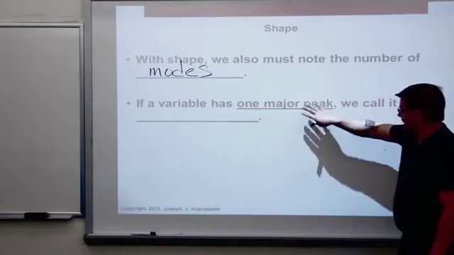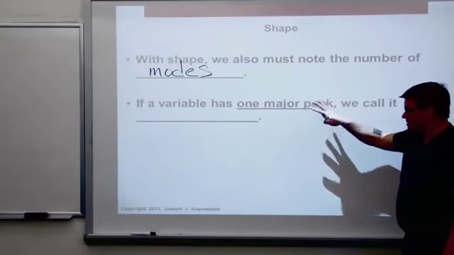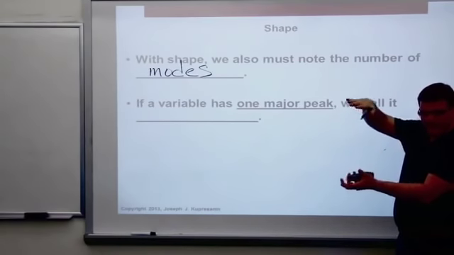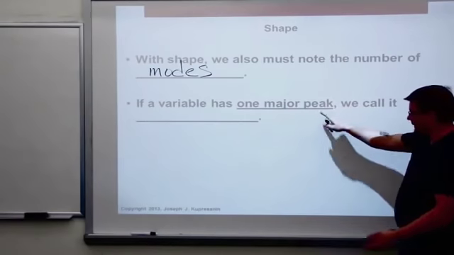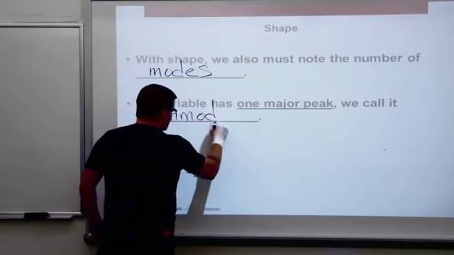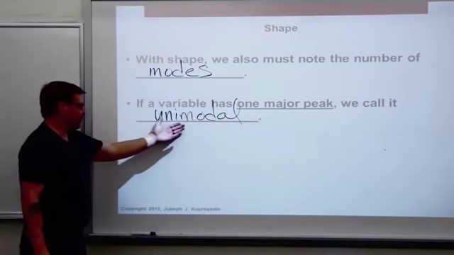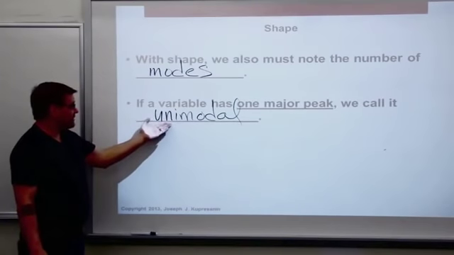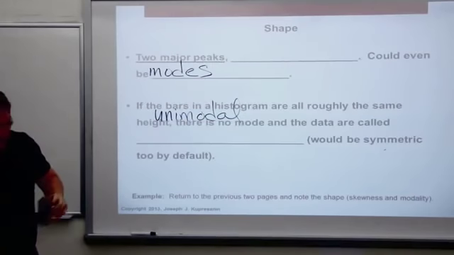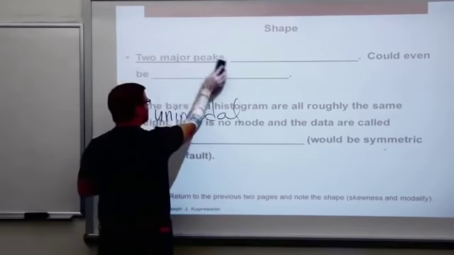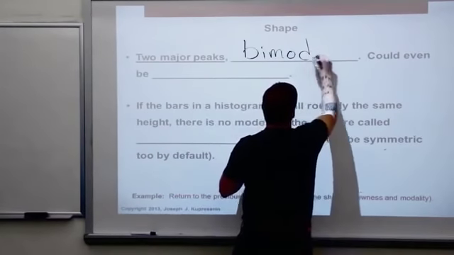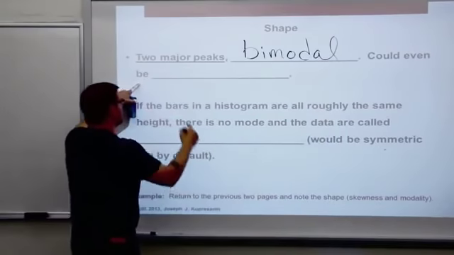If a variable has one major peak, the general pattern, students, we're not looking for some oddball where there might be one extra data value, so there's this little tiny peak at one end. Major peaks. It would be called unimodal. The prefix is for one, like unicycle, so unimodal, one major peak. And without even me flipping the slide, you could probably guess the next two. Two major peaks would be what? Bimodal. So two major peaks, we would say bimodal. Could even be multimodal.